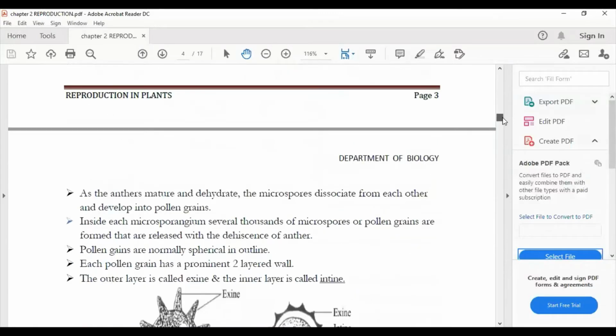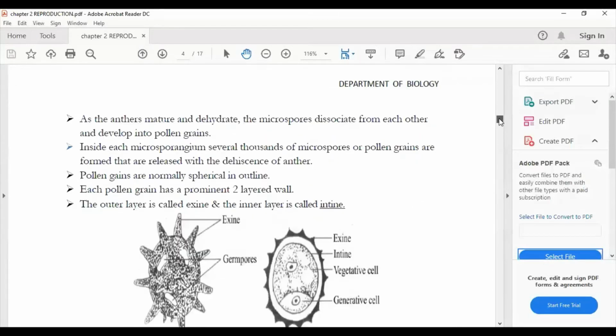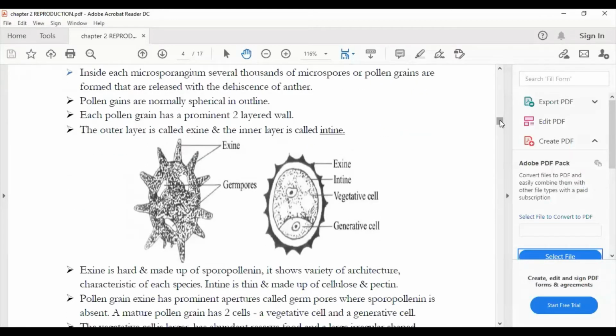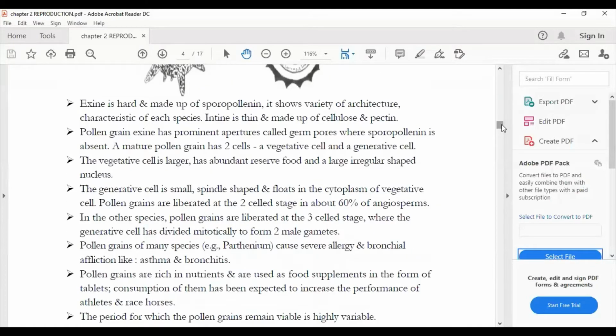Moving on to the sentences or the explanations for a pollen grain. And this is the diagram for a pollen grain, which can be asked to draw for 2 marks. And again, this is the explanation for the pollen grain.